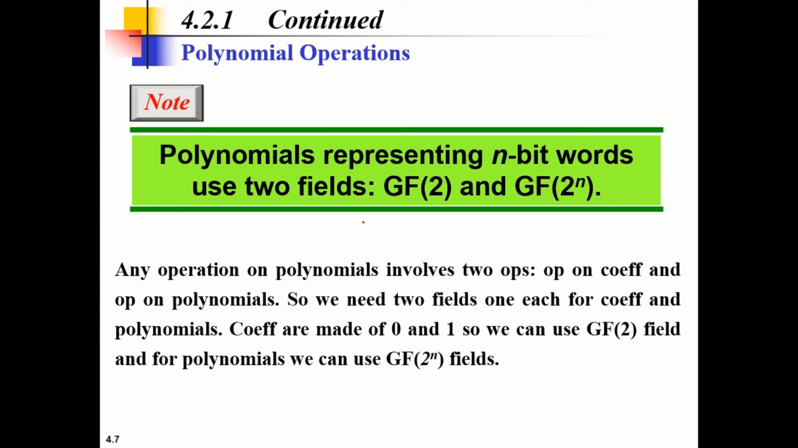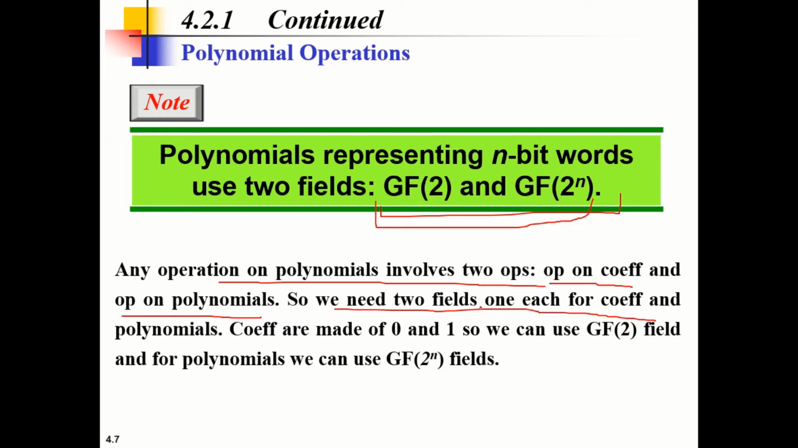So these two fields we use in polynomials, right? So that is the same thing we discussed in initial slides. So any operation on polynomials involves two operations, okay? Operation on coefficient and operation on polynomials. So we need two fields, one each for coefficient and polynomials. Because we need to perform two operations, one on the coefficient and one on polynomials, so we'll be requiring two fields.